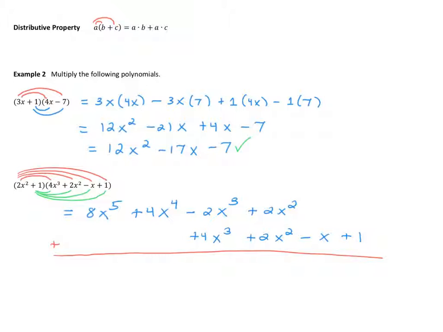So we're going to have a lengthy final answer, but we have 8x to the 5th plus 4x to the 4th. Okay, I have negative 2x cubed plus 4x cubed. That's a positive 2x cubed. Then I have 2x squared plus 2x squared. That is plus 4x squared. Then I have minus x and plus 1. And this is my final answer.